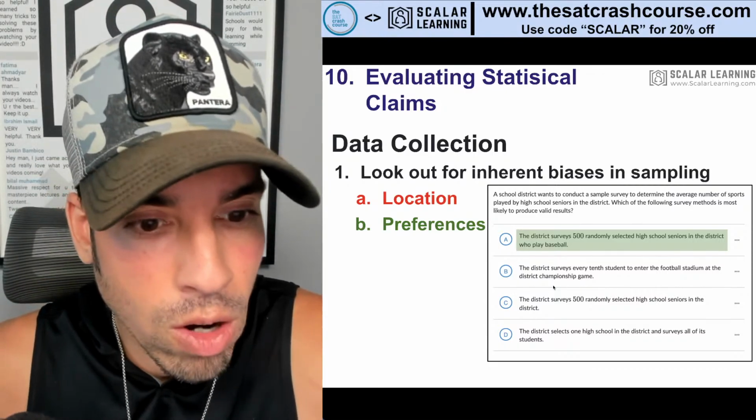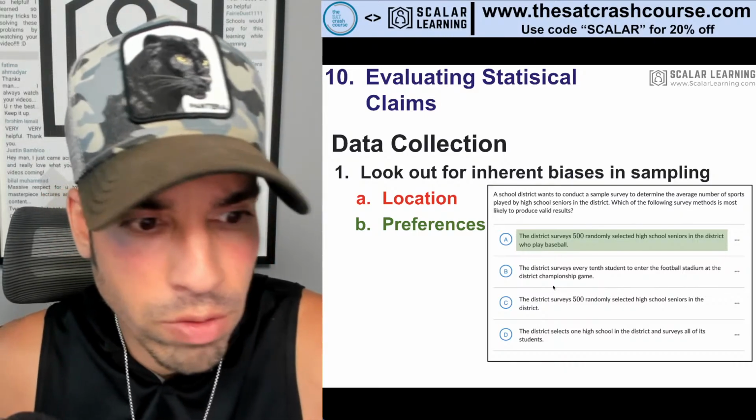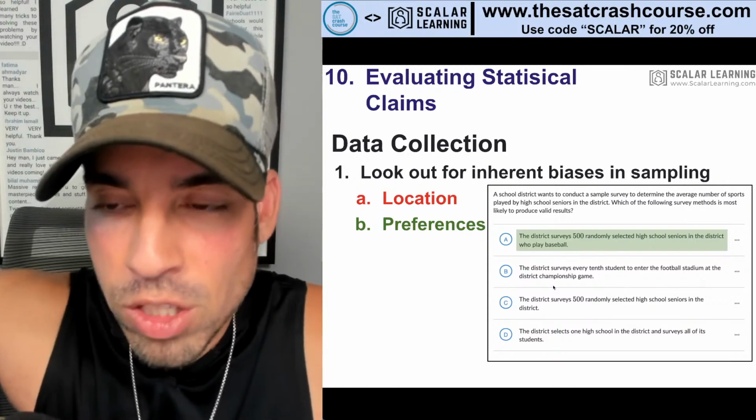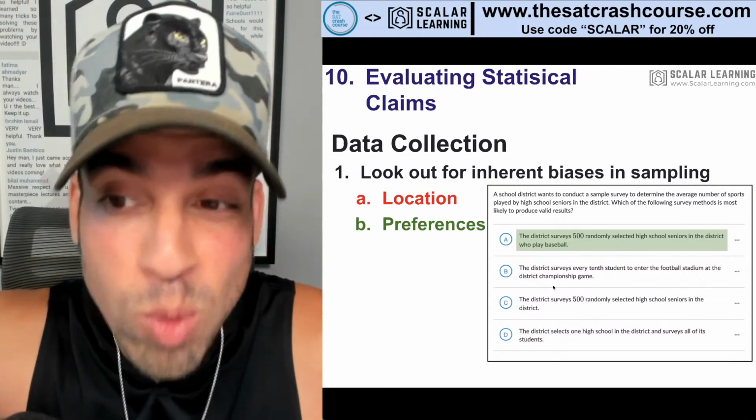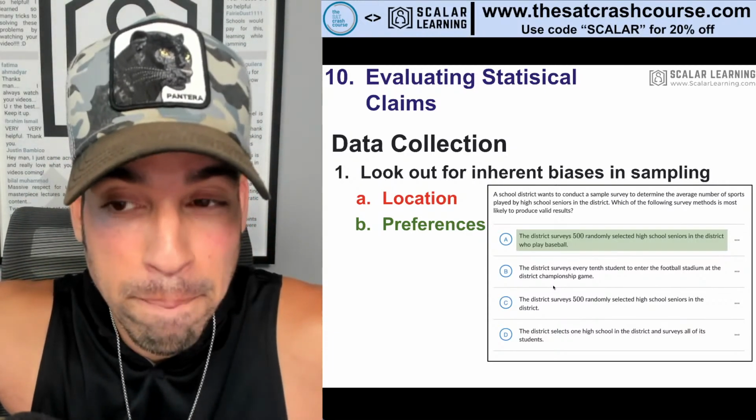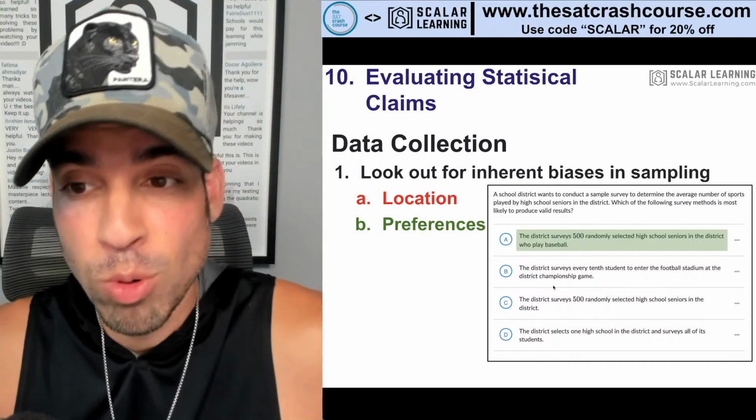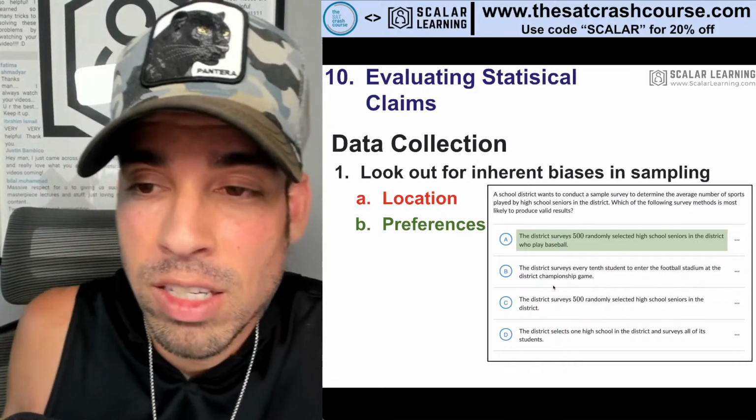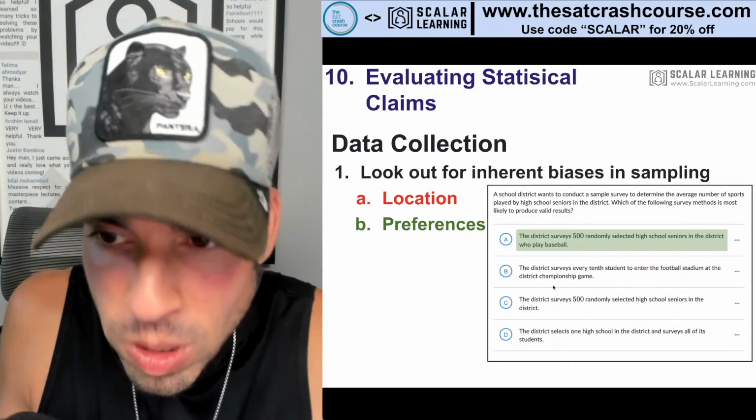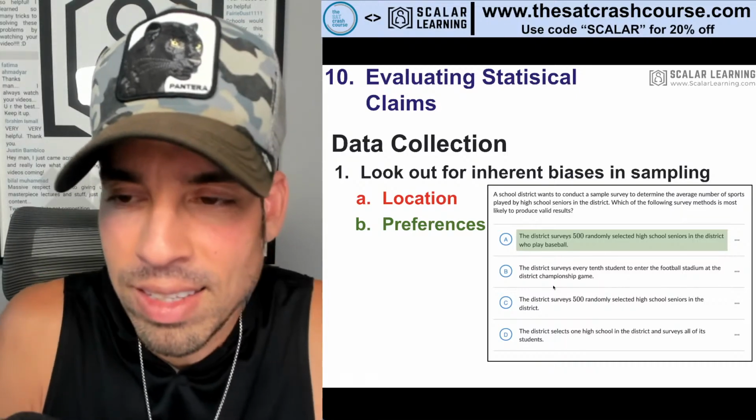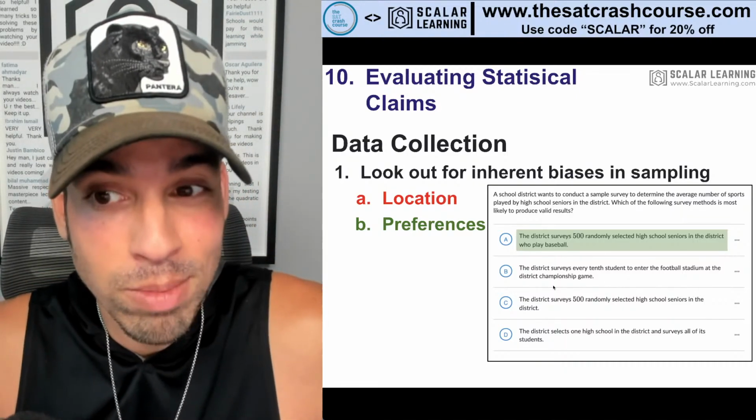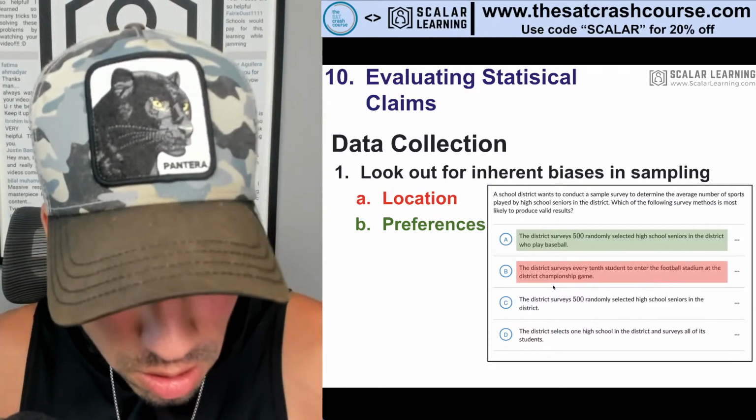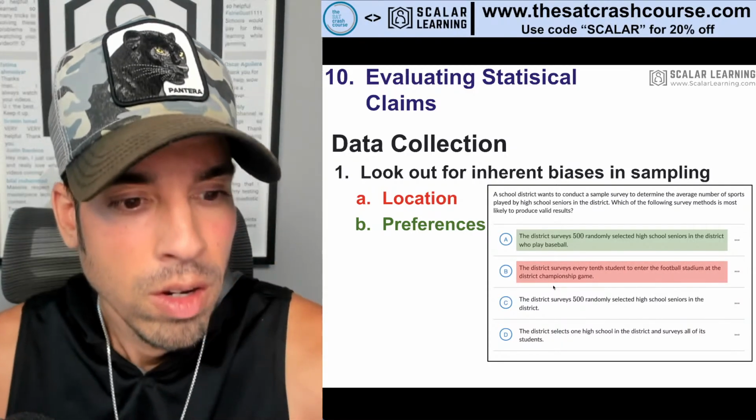Well, we're trying to figure out the average number of sports played by high school seniors. You're already having a problem because you're already limiting it to people who obviously play at least one sport. There might be a lot of students that don't play any sports. There might be some students that play 10 sports but don't play baseball. So by building this preference into the population, it's not really a random sample. This is a bias that's going to taint this entire sampling and survey.